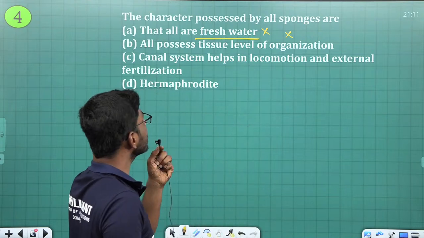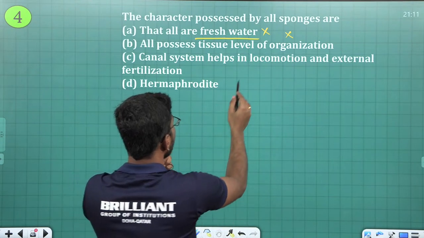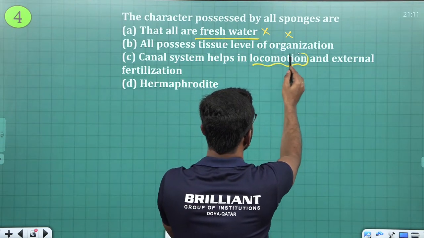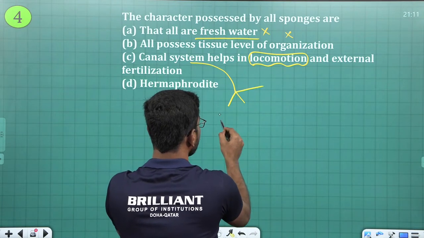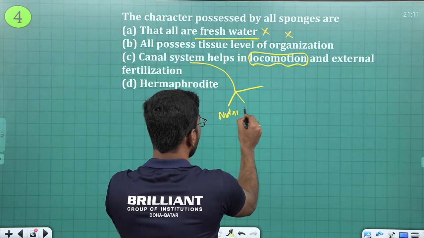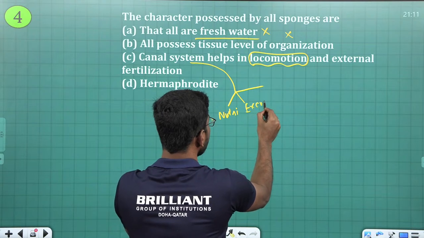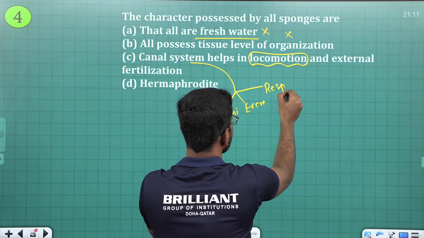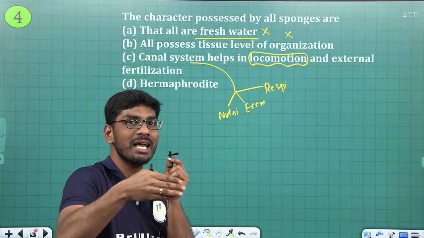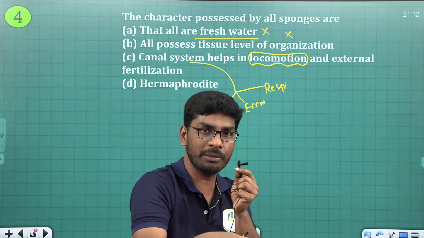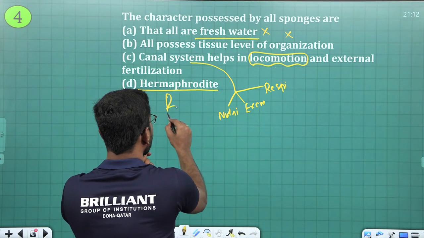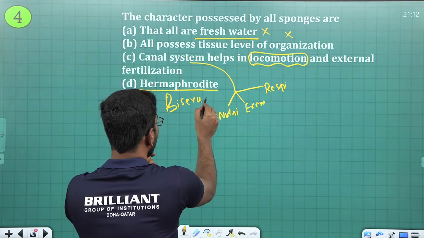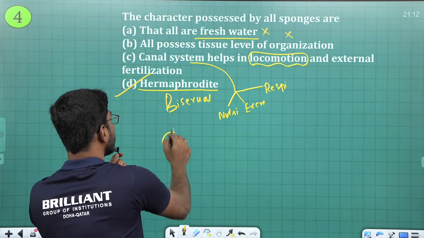Leave it. Canal system helps in locomotion? I told you the canal system helps in three major things: nutrition, excretion, and respiration. Locomotion, no, they are sessile, right? They are attached to the substratum. So it is not a characteristic. All are hermaphrodite, that means bisexual. It is also known as monoecious. So the answer is option D.